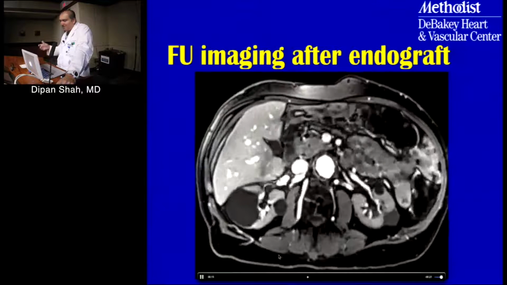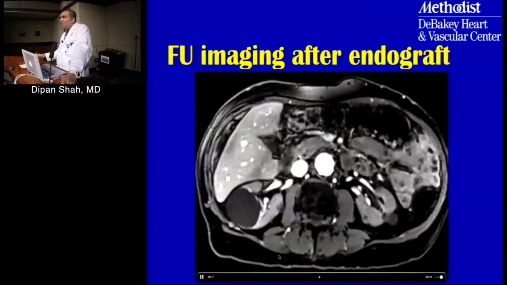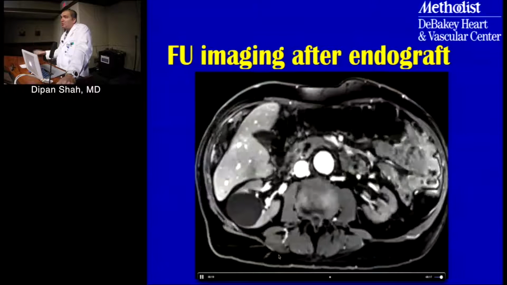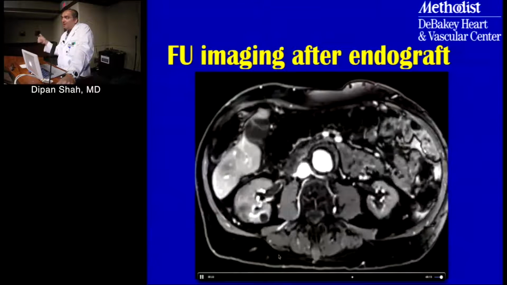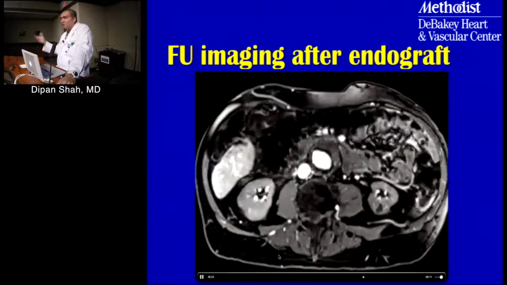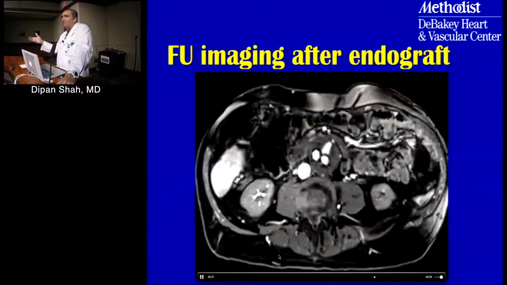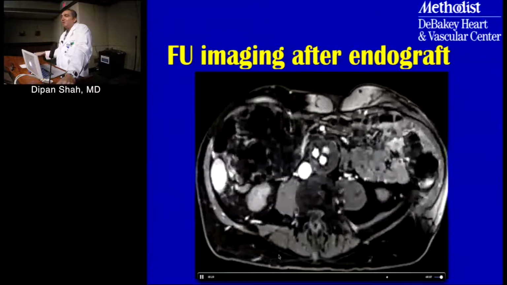So the first question is, when you're doing follow-up of endografts, what is it that you're looking for? So you're looking for endoleak, right? And then what else? You want to comment on whether there's an endoleak present or not, and if so, the type of endoleak, and then what else?